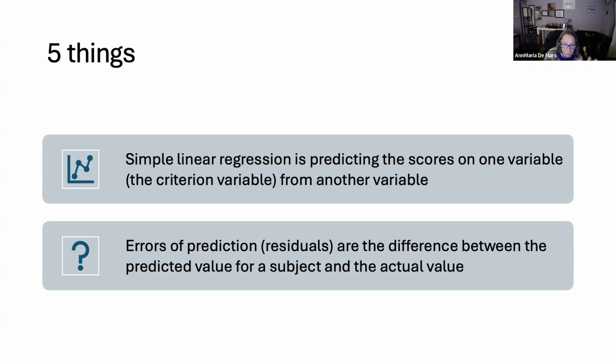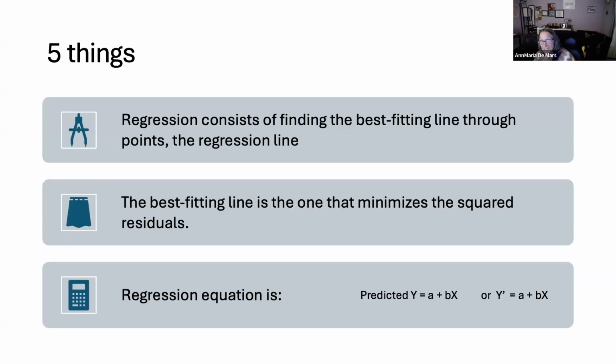Errors of prediction, residuals, are the difference between the predicted value for a subject and the actual value. Take a little bit closer look at that in a minute. Regression consists of finding the best fitting straight line. That'll come back in another video. The best fitting straight line through all the points, and that's the regression line, not surprisingly.